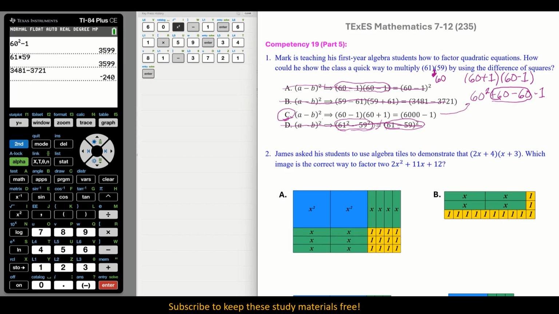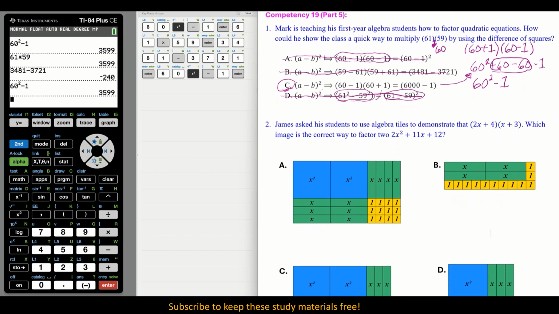This actually does equal this because this is 0. So what we're going to have is 60 squared minus 1. Well, let's see what happens. 60 squared minus 1. And there you go. The answer we want.